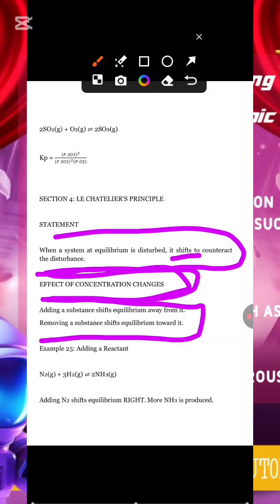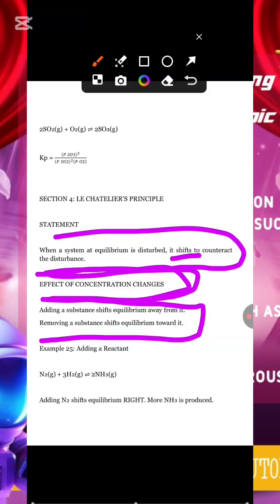All right, so take for instance, I remove a substance from the reactant side. It means that the equilibrium will shift towards that reactant. And if I remove from the product side, equilibrium will shift towards that product. If I add more reactants, equilibrium will shift away from that reactant. That means shifting towards the product. And if I add to the product, equilibrium will shift away from that product and shift towards the reactant.